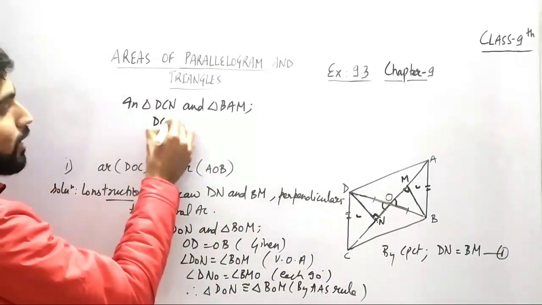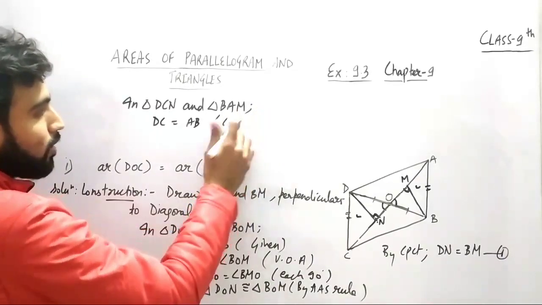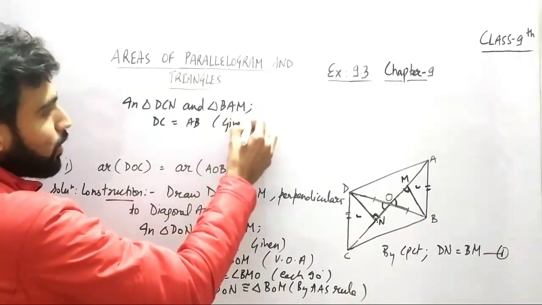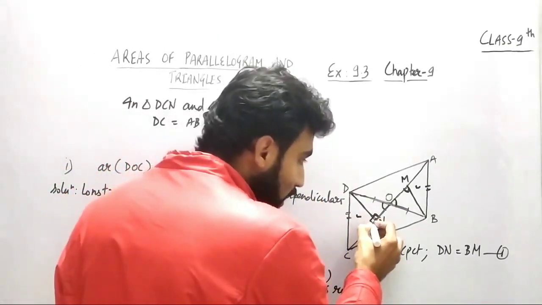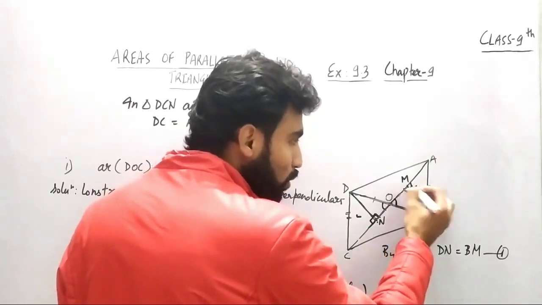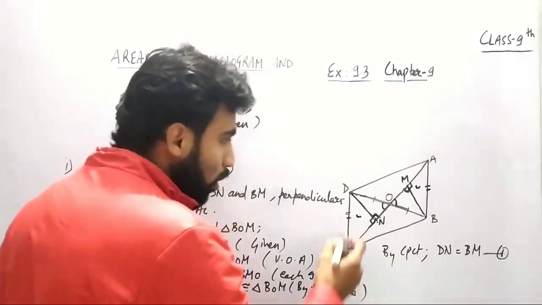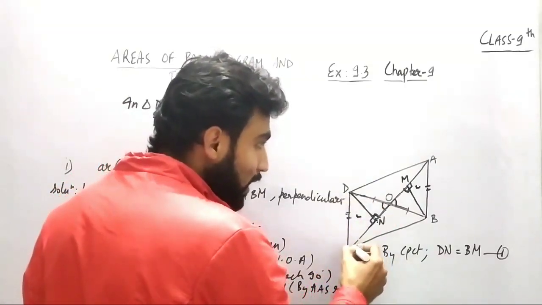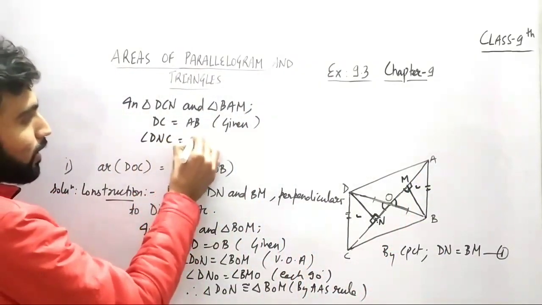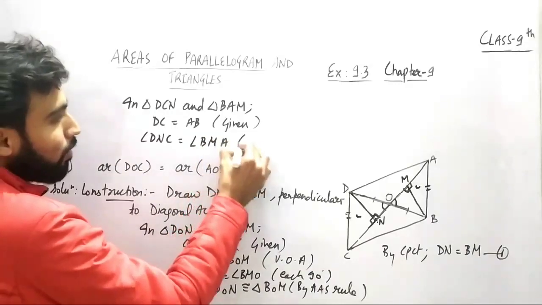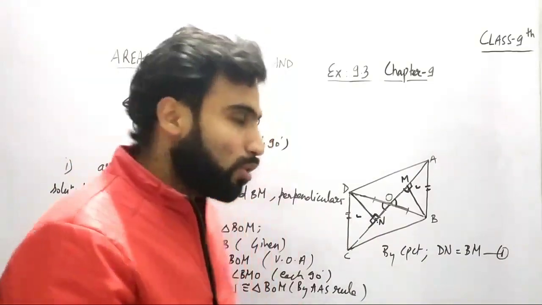So you can say that DC is equal to AB, and let me just correct that. So that is given in the question, right? Now the second condition you will find here is that this angle is of 90 degrees and this is also of 90 degrees. So these two are right angles and they are equal. So how you will write that: angle DNC is equal to angle BMA. The reason is each 90 degrees, right? So both are of 90 degrees, so they are equal.